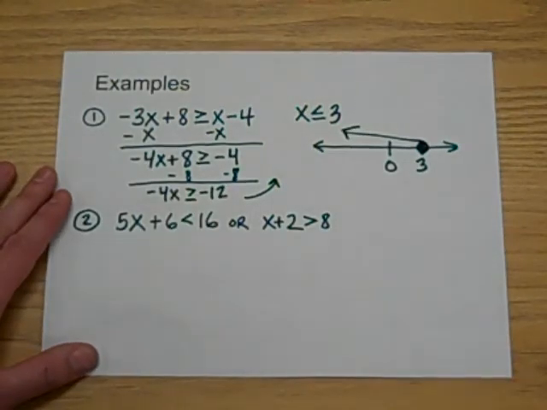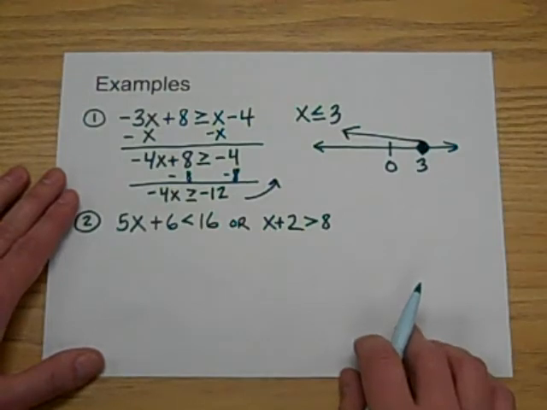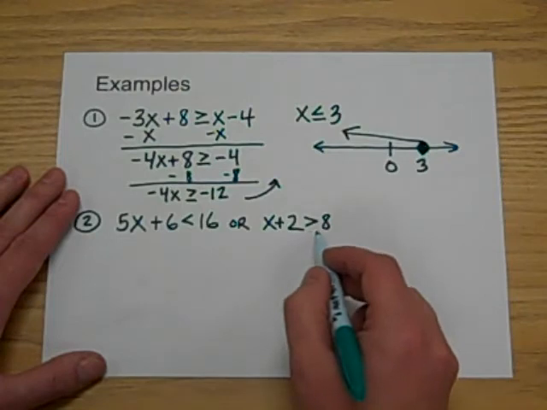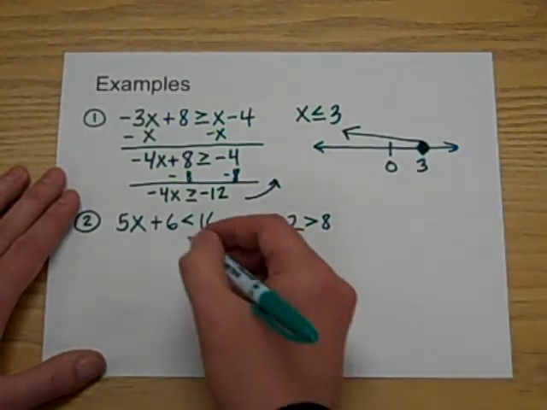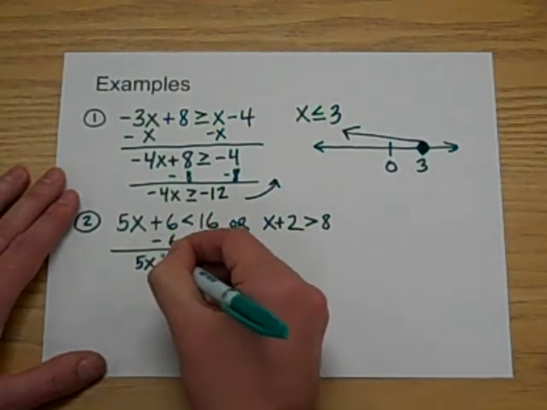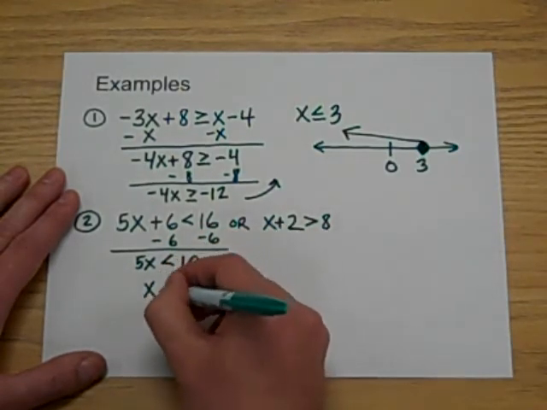Okay, let's come down to number 2. For number 2, I have an or. This is a compound inequality, so I need to solve these separately. So I'm going to solve this inequality completely separate from this one. At the end, I'll bring them together. So I got to subtract 6. So I have 5x is less than 10. Divide by 5, so x is less than 2.